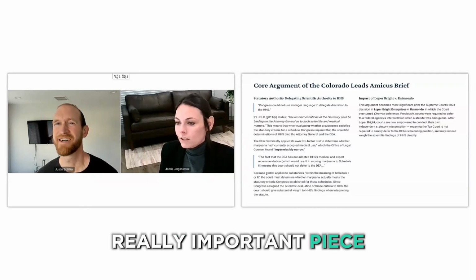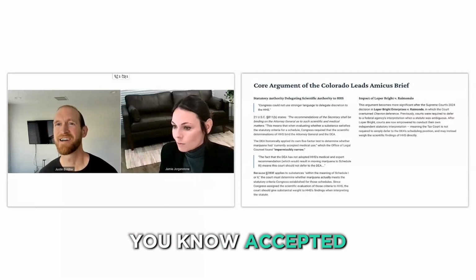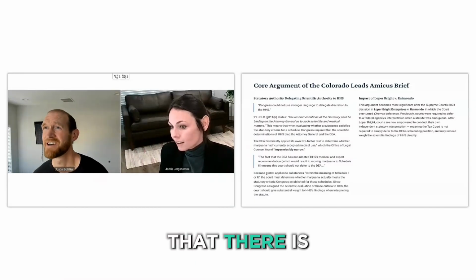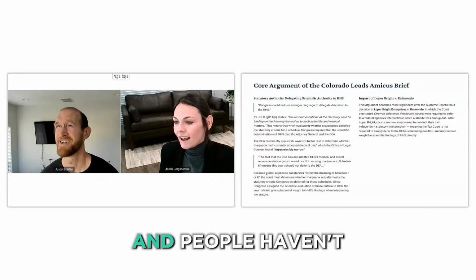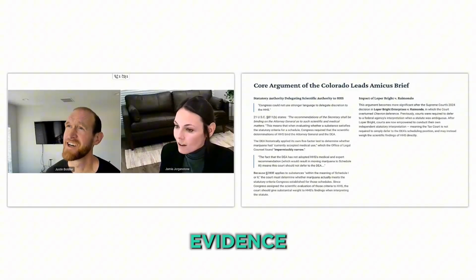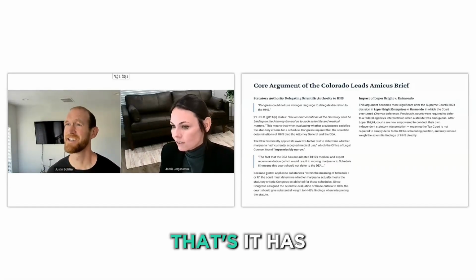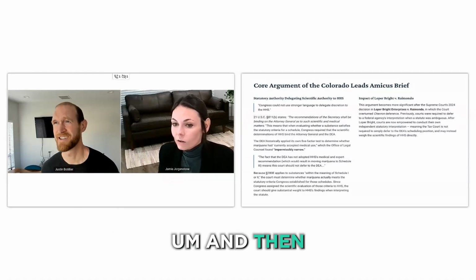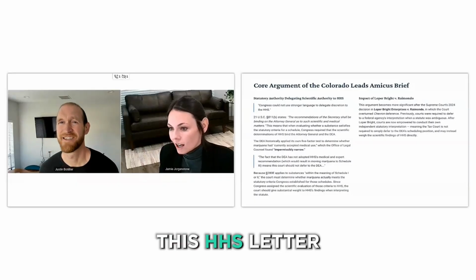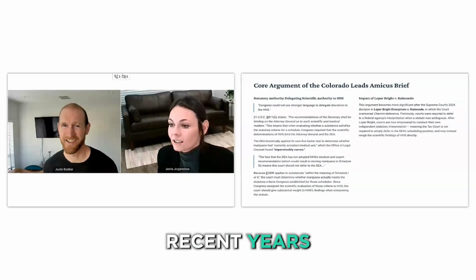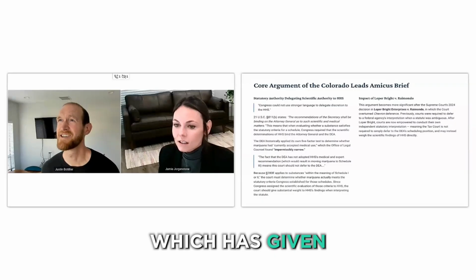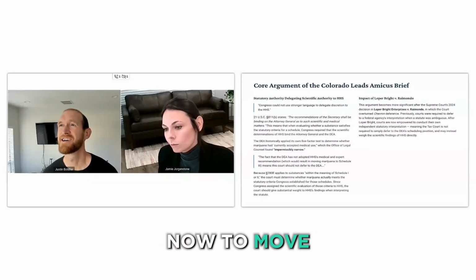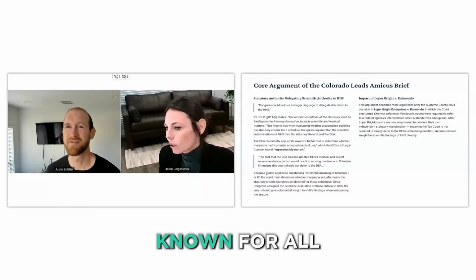A really important piece of it is this currently accepted medical use. That has been disputed for decades, and people haven't been looking at the most recent evidence. It has been a very strong ongoing debate. And then we finally have this HHS letter in recent years, which has given taxpayers the ability to move forward with something that we've all kind of known for all this time, right?